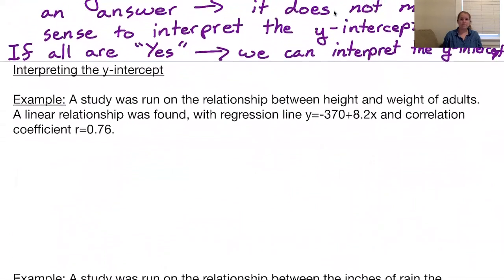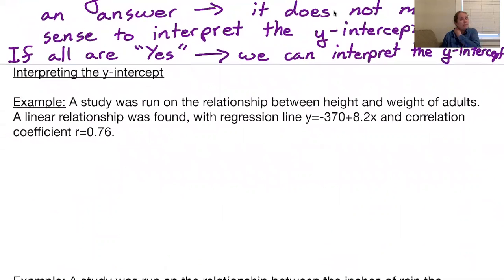So first up, a study was run on the relationship between height and weight of adults. A linear relationship was found with regression line y equals negative 370 plus 8.2x and correlation coefficient R equals 0.76. So a key thing here, we want a linear relationship. If we don't have a linear relationship, why are we fitting it with a line? So it's extremely important we need the linear relationship.